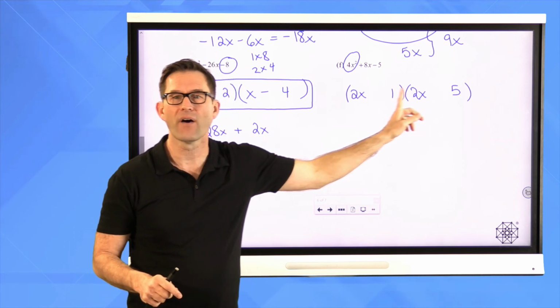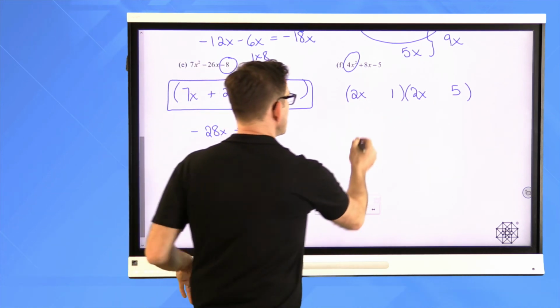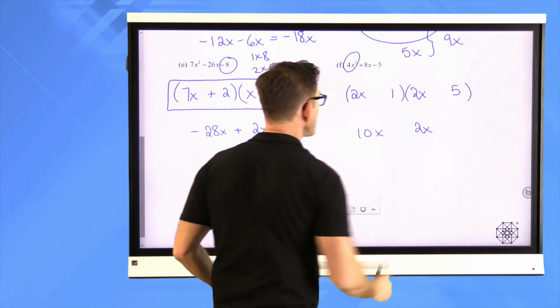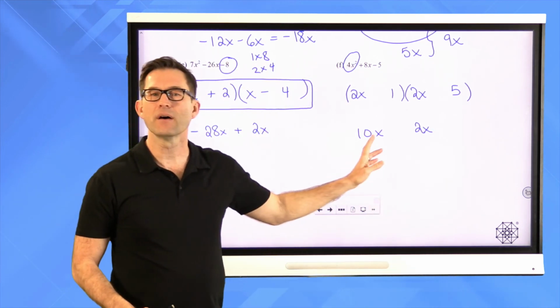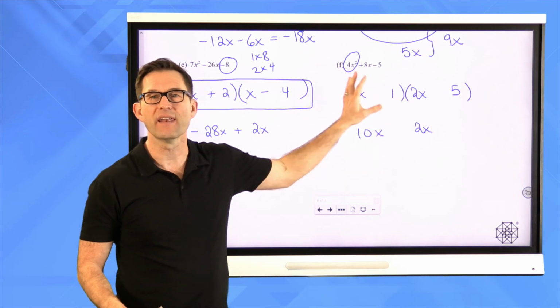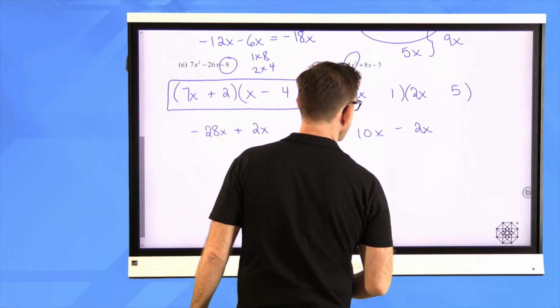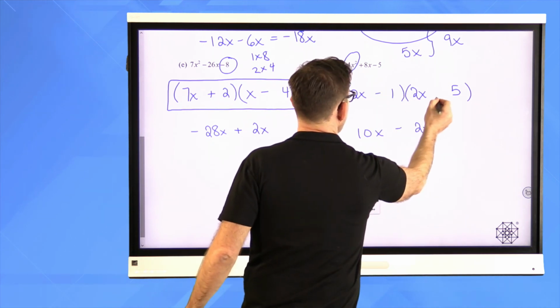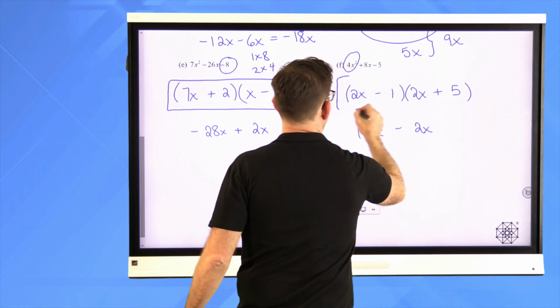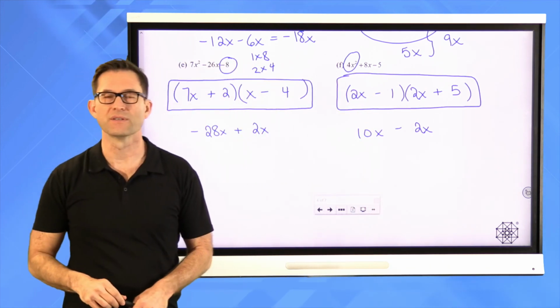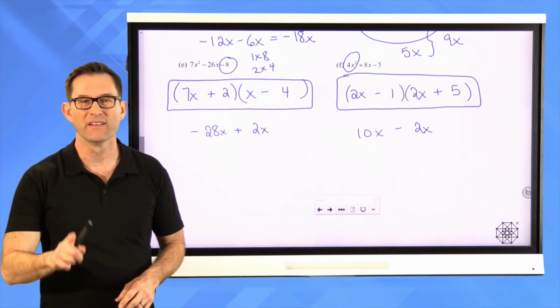So here I'd have 5 times 2x, which would be 10x, and then 1 times 2x, which would be 2x. Can I somehow manipulate these to get 8x, a positive 8x? Sure, as long as that is a -2x. And that will come if I've got this factorization. Right, 2x minus 1 times 2x plus 5. All right, let's wrap this up.